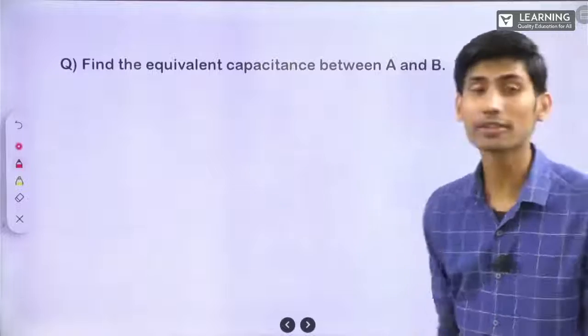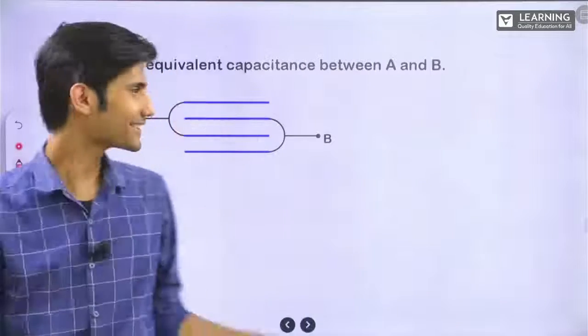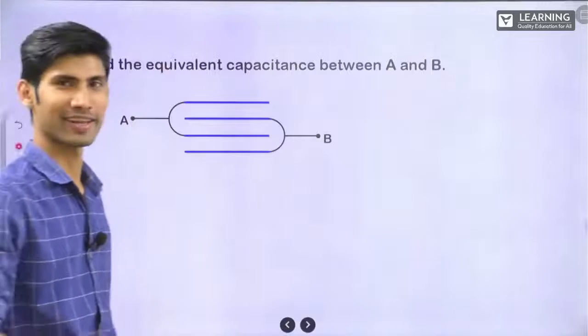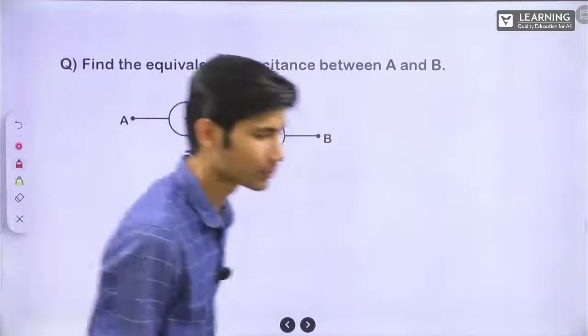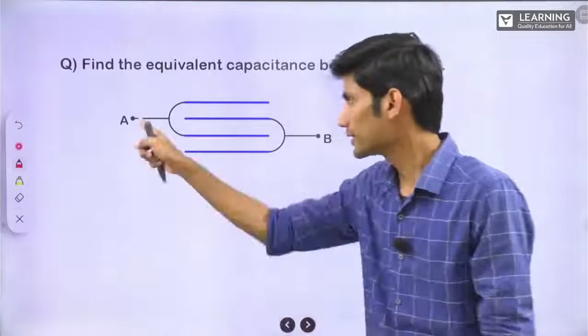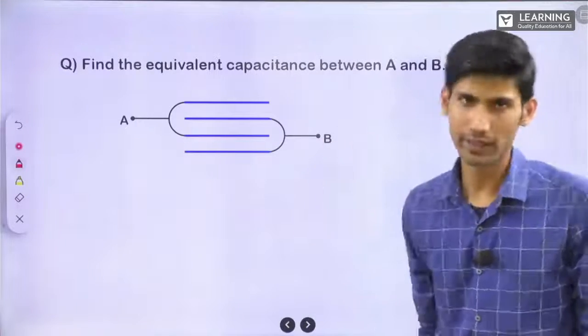Find the equivalent capacitance between A and B, and now this is the combination. Something like a snake. Fine. How will we do this? Again, very easy. Potential type question. This is potential A, this is potential B, let's say. Okay?